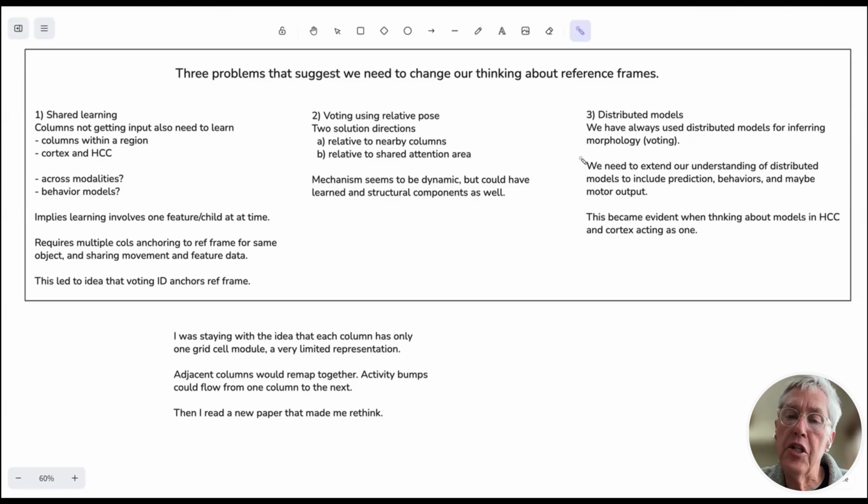But it became clear to me that we need to extend our idea of distributed models to include something like prediction, which we don't have today, and maybe behaviors and maybe motor output. This became evident when I was thinking about how models could exist in both the hippocampal complex and in the cortex. That is, remember, you might have a model of the intersection or an object that's permanent in the cortex. And at the moment when you're learning something new about it, most of that learning is happening in the hippocampal complex.